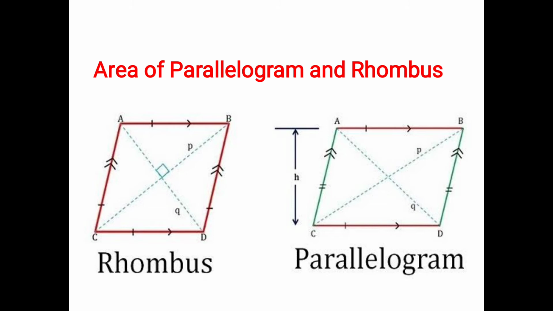We know that this is the height of the parallelogram, H is equal to the height, and CD is the base. CD, the lower side, is always the base, and in the rhombus also CD is the base. Let us see the next slide. We can see the formulas for the area of the parallelogram as well as the rhombus.